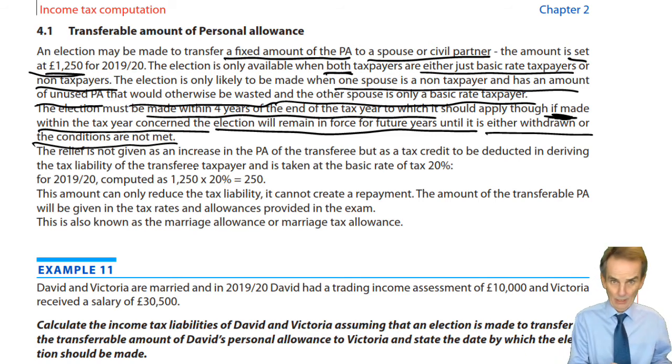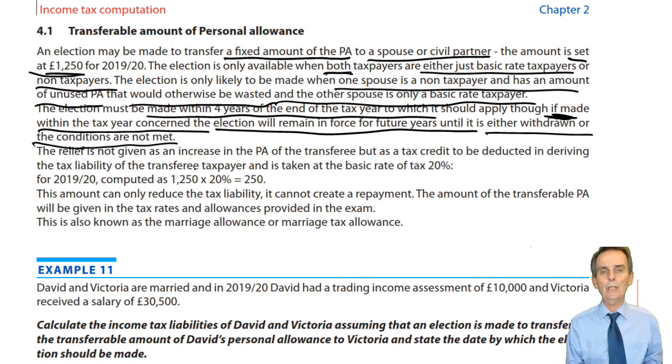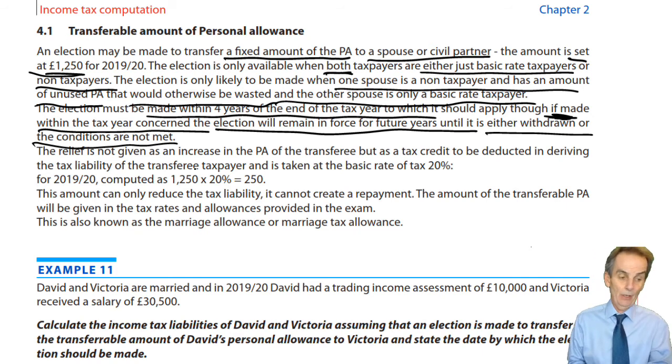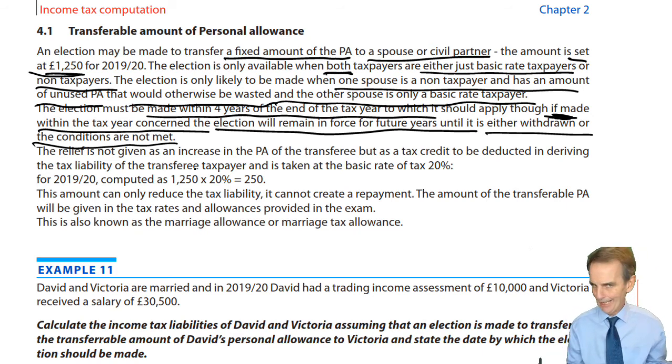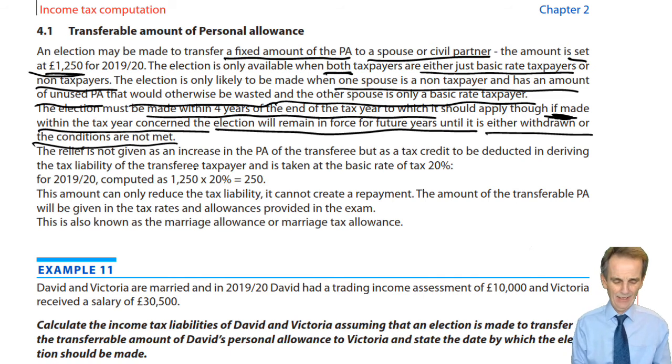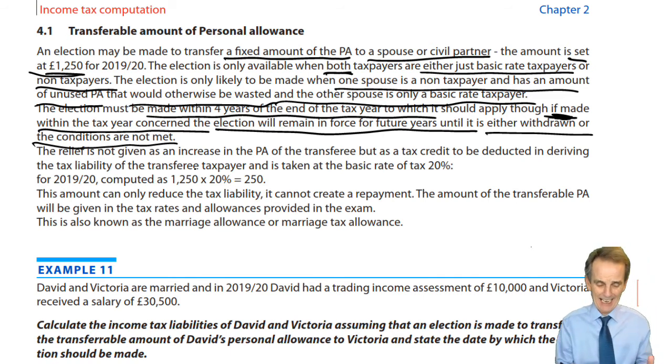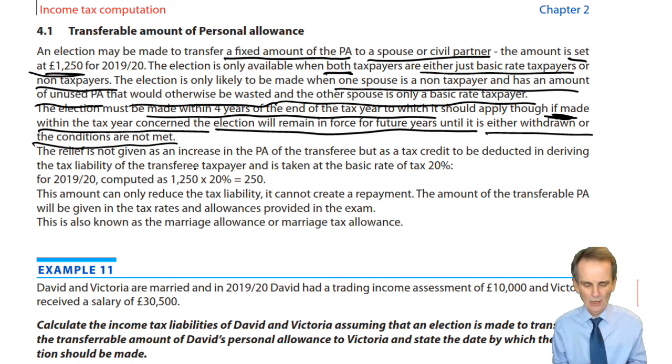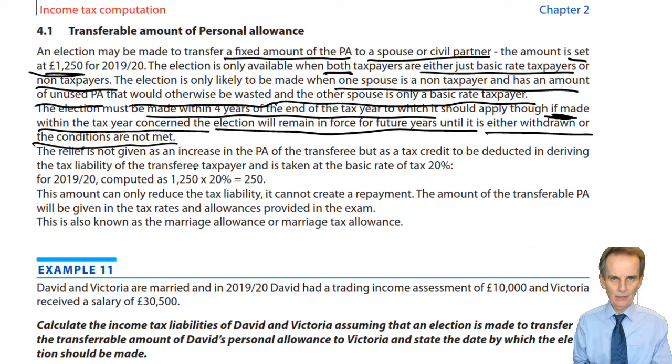Now then, you're probably thinking that this $1,250 transferable amount of the personal allowance, I've just added on to the personal allowance of the transferee spouse. So I'll take the 12,500 plus 1,250. No, we do not do that. Because, again, it's taxation and we have often silly rules here, but it ensures, as we've said all along, that only basic rate relief is given.